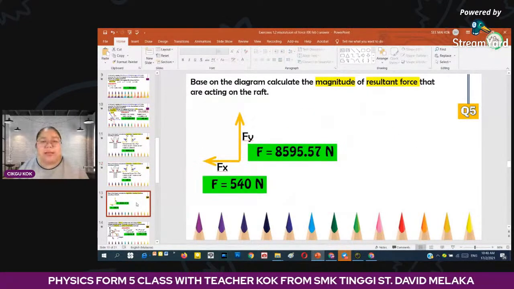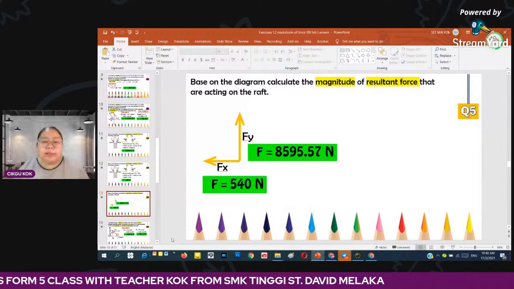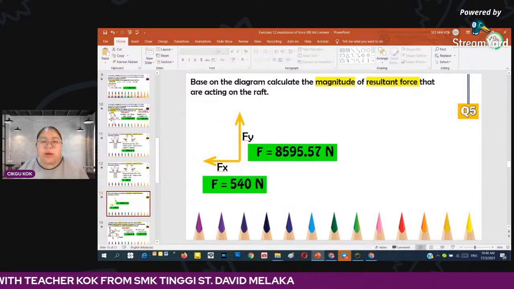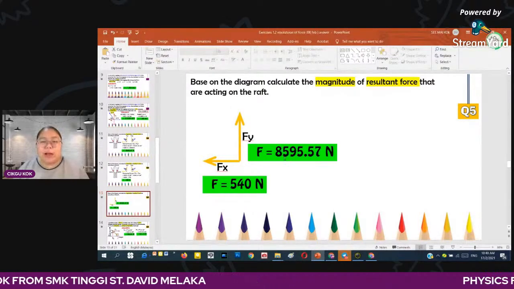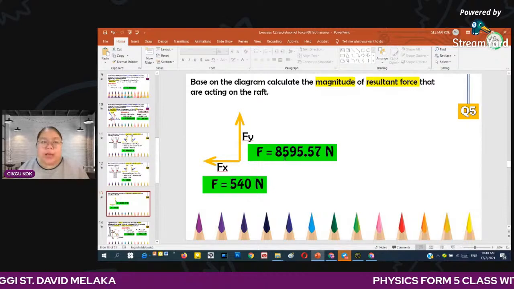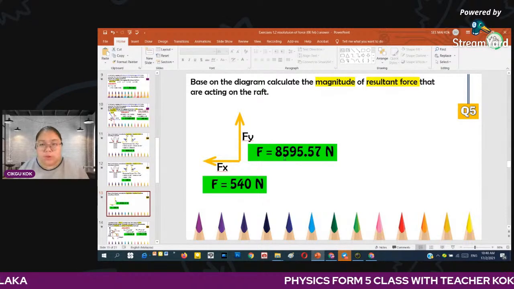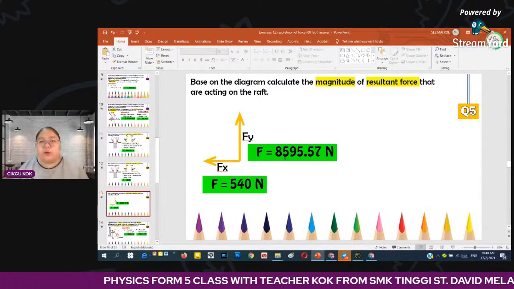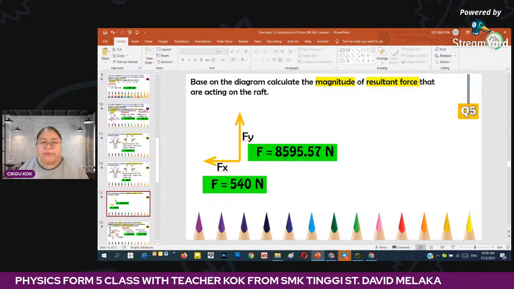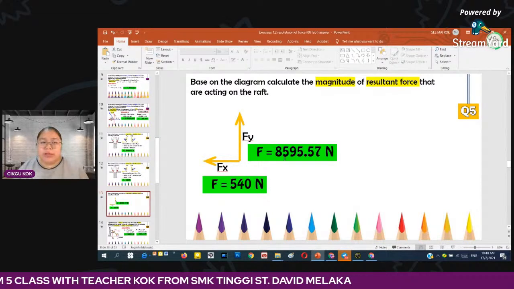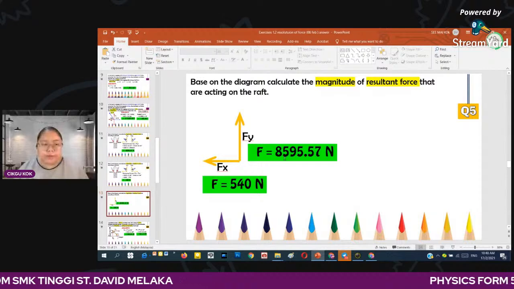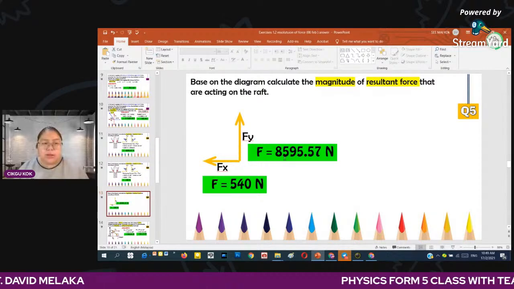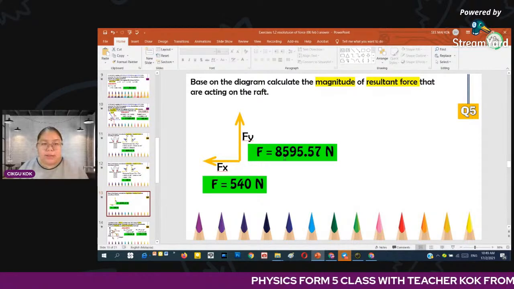So now it's the last part. Going to the left is 540, then going up is 8,000 something. From here, can we find the resultant force? Anybody here, straightforwardly show me the answer for the resultant force. The resultant force means the final force pulling the raft. So from here, please show me the answer.